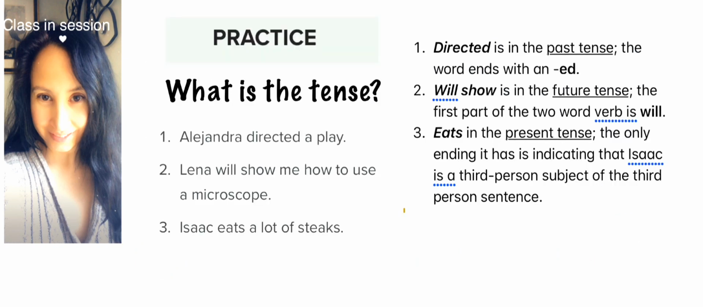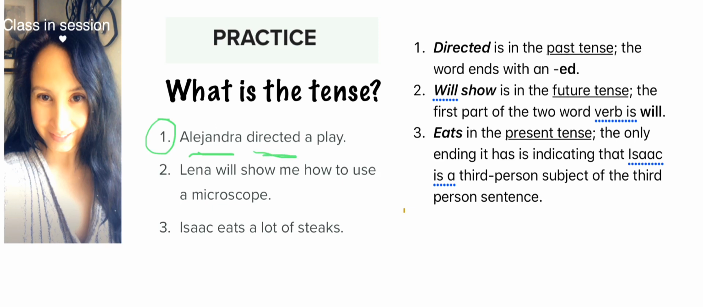Now let's practice. Here are 3 examples of how we use the verb tenses and the subject. So the subject and verb agreement in the most simple form. So I'm asking you the question, what is the tense? Well, what is the tense in number 1? Alexandra directed a play. Alexandra is the noun, it's a person, and directed is the verb.